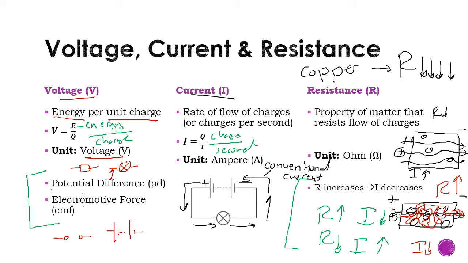Realistically, however, the particles that actually move in the circuit are the electrons. And because the electrons are negative, they actually move from negative to positive. The real particles that move are electrons. We call this the electron flow.